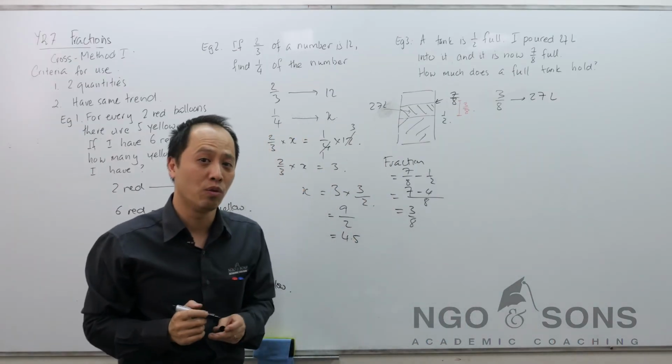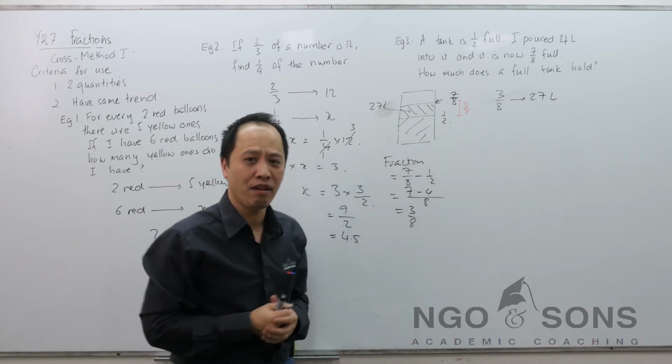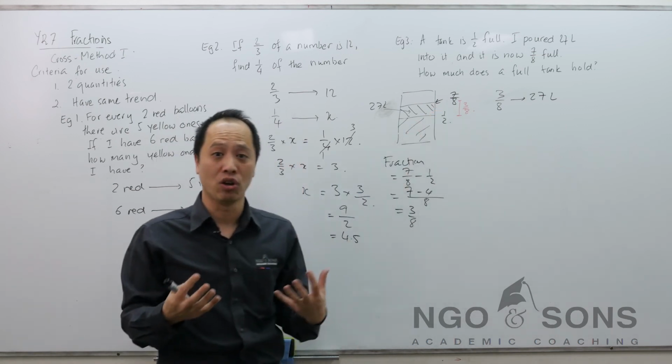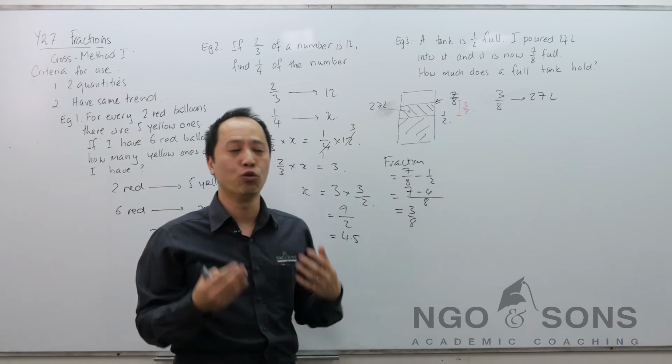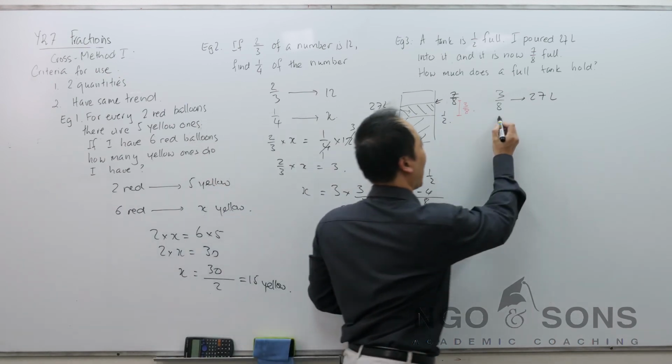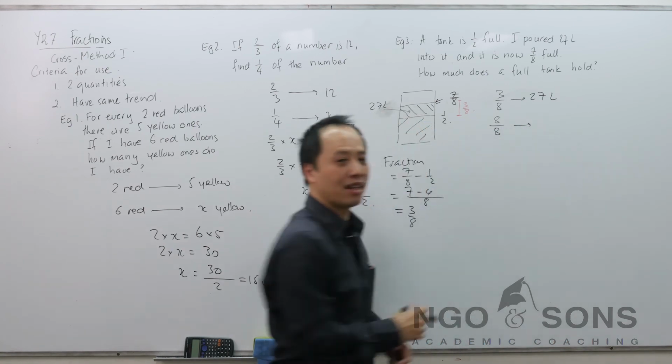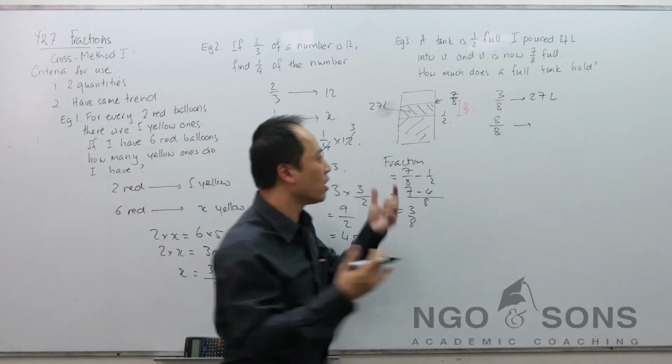So now what do you want? Well, do you want to find a half? No. Do you want to find 7/8? No. The question says they want you to find a full tank. And a full tank is 8 on 8. That's the entire tank, and you want to know what it is.